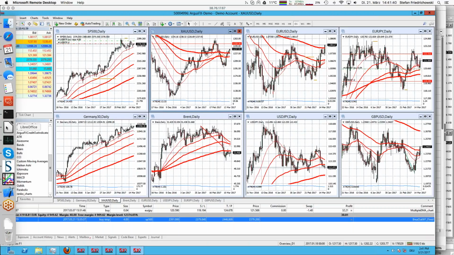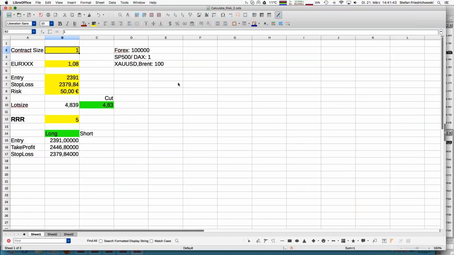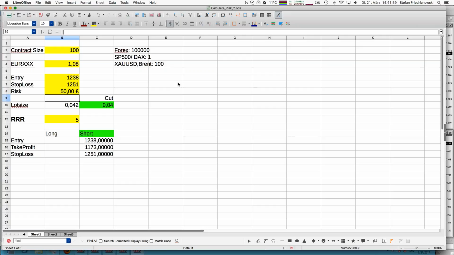So now we can calculate the trade. So contract size for gold is 100. We have already the right exchange rate here. Entry price, we would go market, so 1238. Stop loss 1251. And you see we get a lot size of 0.04 with a risk value of 50 euros.